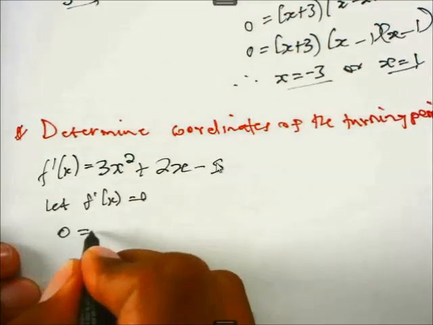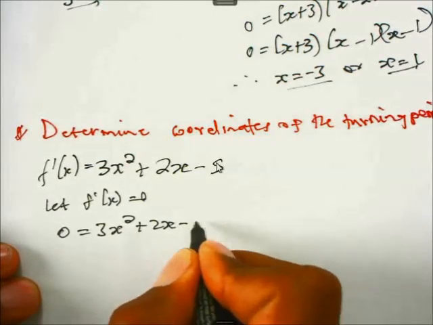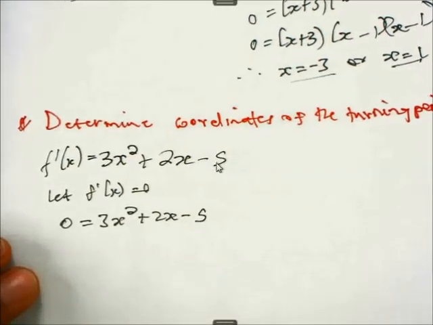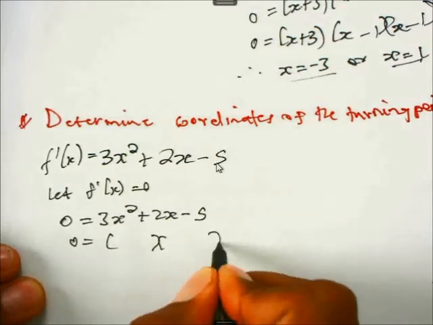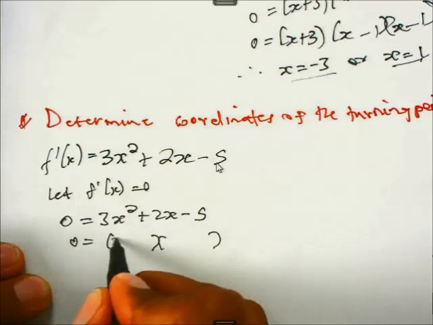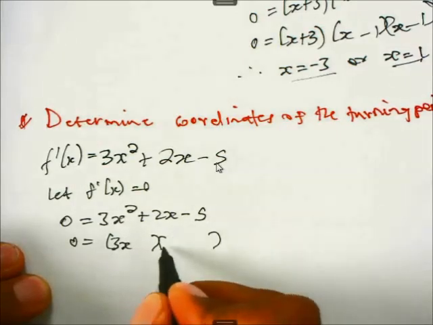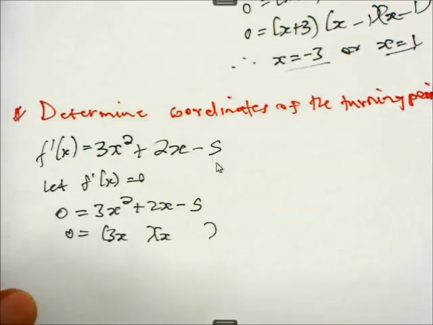Now we have 0 is equal to 3x squared plus 2x minus 5. Is that great? Good. And now from here you say 0 is equal to, we open the brackets, and now we say, okay, what are the factors of 3x squared? That will be 3x multiplied by x. Yes, that's where we must start.